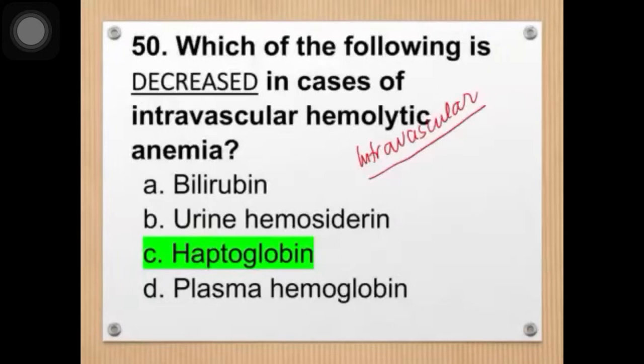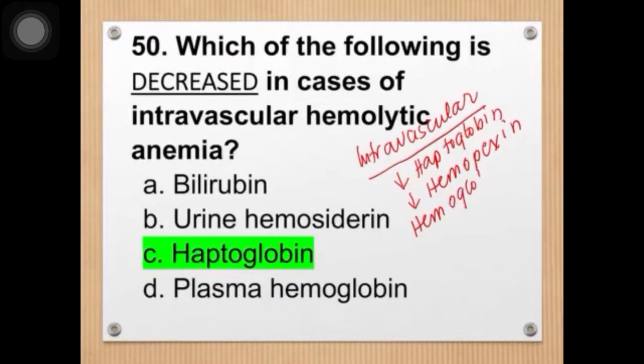In intravascular hemolysis, huwag pong kakalimutan, depressed ang haptoglobin, depressed ang hemopexin, at may hemoglobin sa urine. Hemoglobinuria. So, hemoglobin in urine is an indication of intravascular hemolysis.